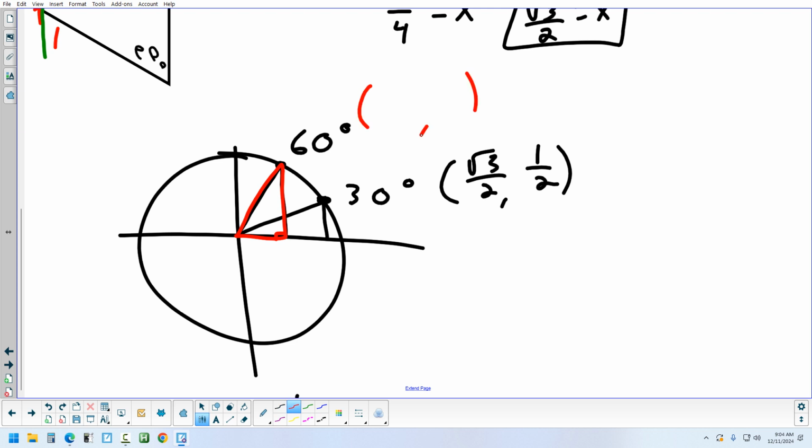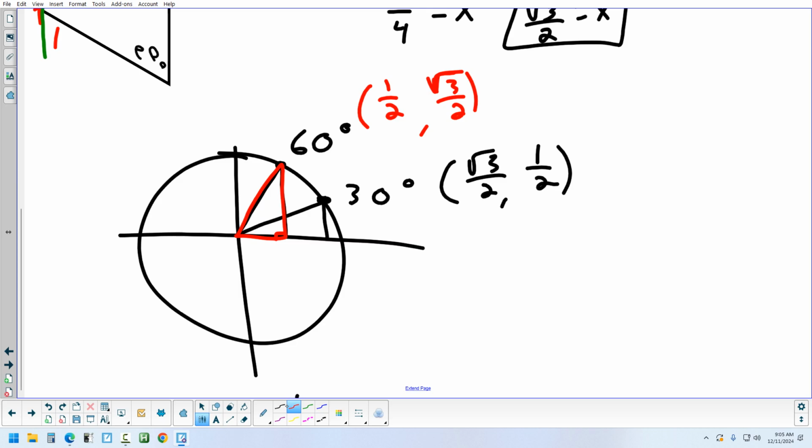So what do you think the coordinate would be for 60? Yep, Waylon? 1/2, root 3 over 2. 1/2, root 3 over 2. And the way that you can remember which one comes first is if you imagine drawing it.